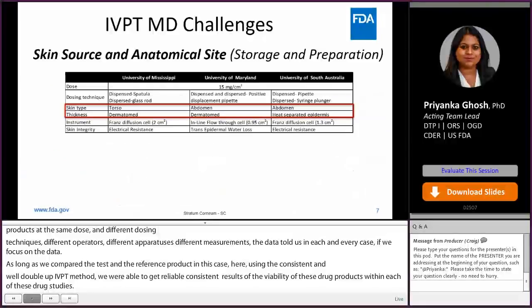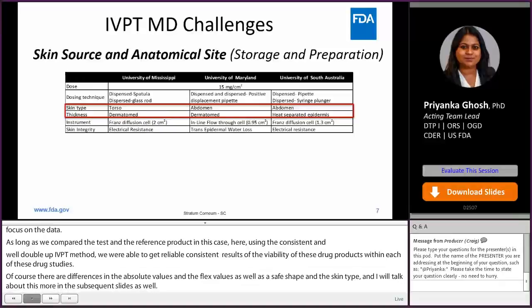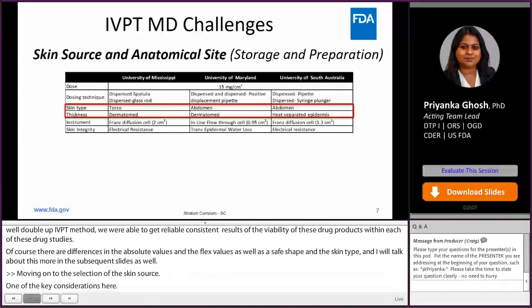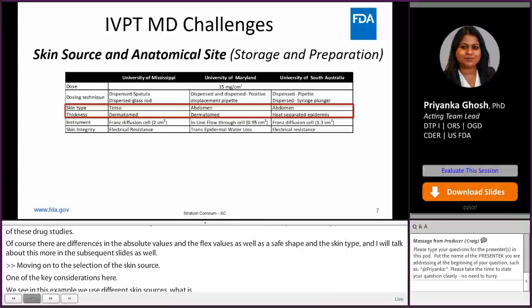Moving on then to the selection of the skin source, one of the key considerations here is, of course, we see in this example that we use different skin sources. So what is the key consideration here? The key consideration here is, again, to consistently use the same skin source from the same vendor across all of your method validation and pivotal IVPT studies.